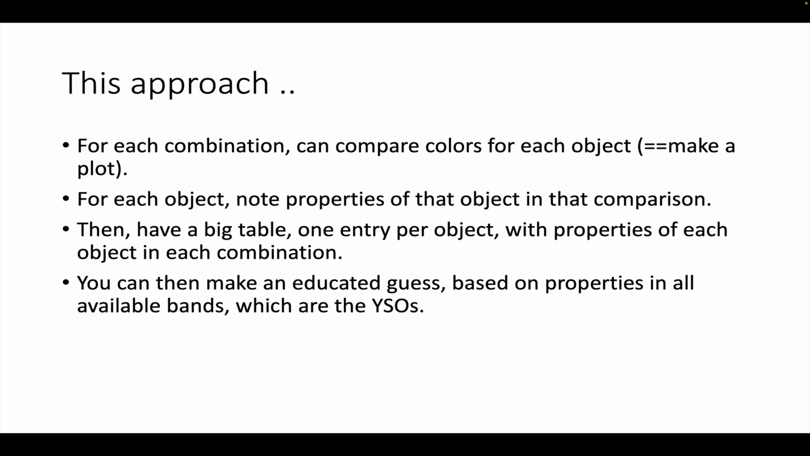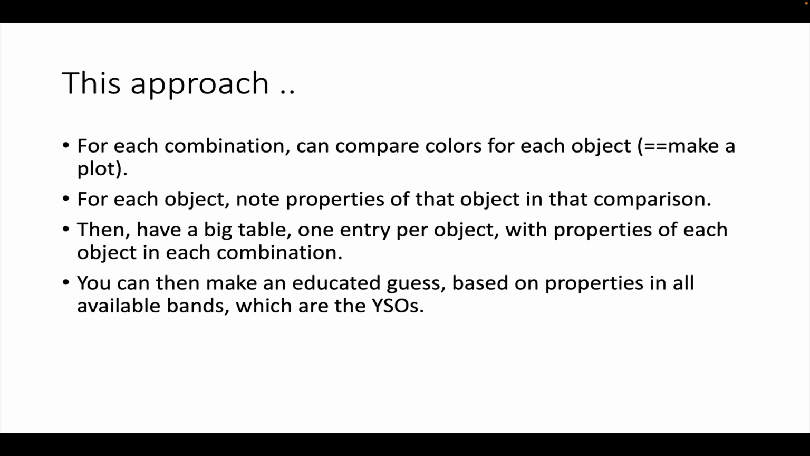This approach basically looks like this. For each combination of colors, you can compare colors for each one of the objects. You basically make a plot, either physically yourself or just metaphorically within the computer. For each object, you note the properties of that object in that plot in comparison with where other objects fall.